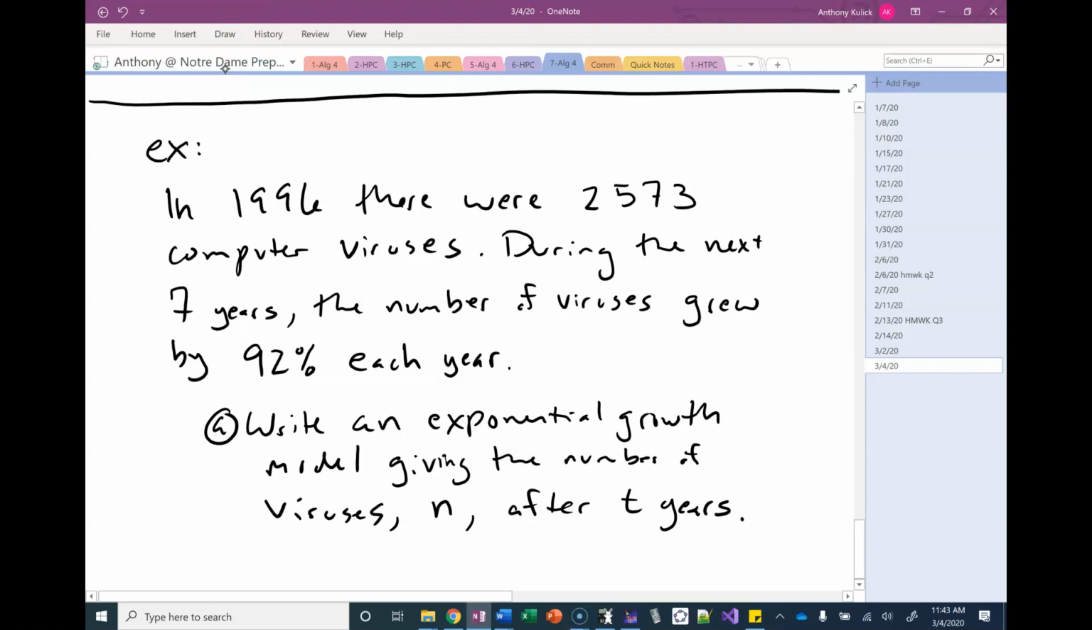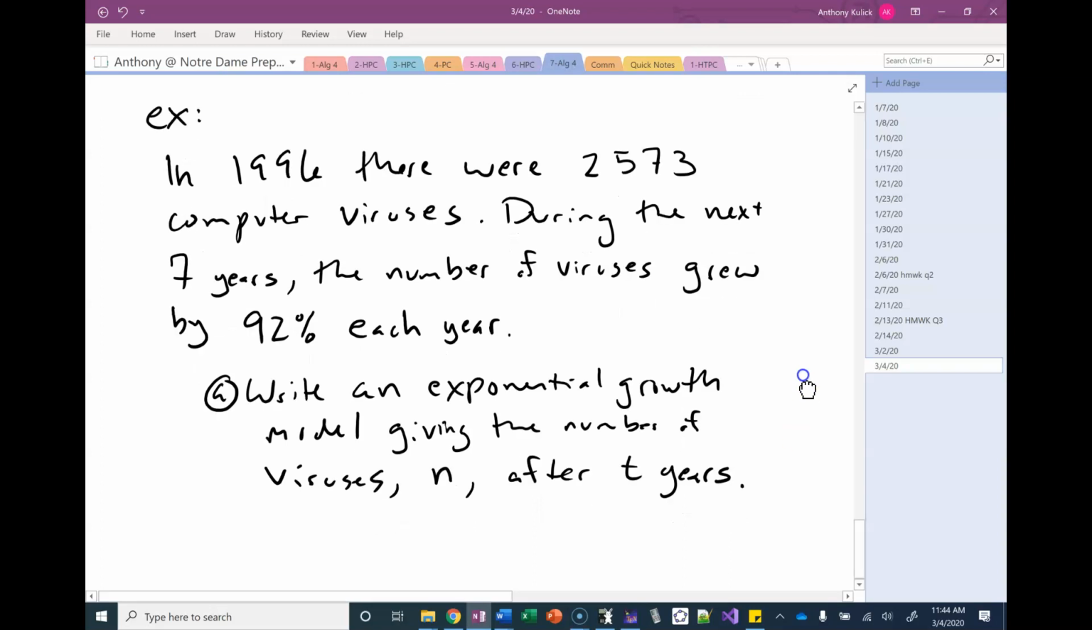So in 1996, there were 2,573 computer viruses. During the next 7 years, the number of viruses grew by 92% each year. The first thing we're going to ask is to write an exponential growth model, giving the number of viruses n after t years.